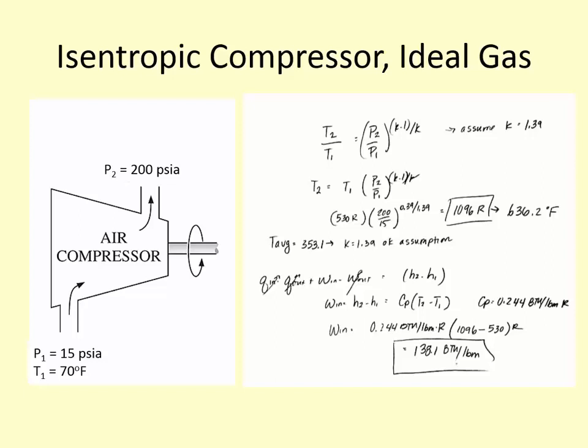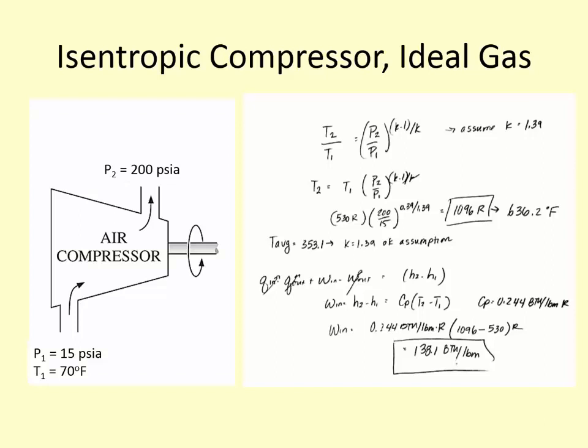What's the value? 636.2 plus 70 over 2. 353. Okay, so if we go back to the table and say, at 353.1, is 1.39 a pretty good approximation? Yeah, that's good. All right, so our K value is fine. We don't need to change it.